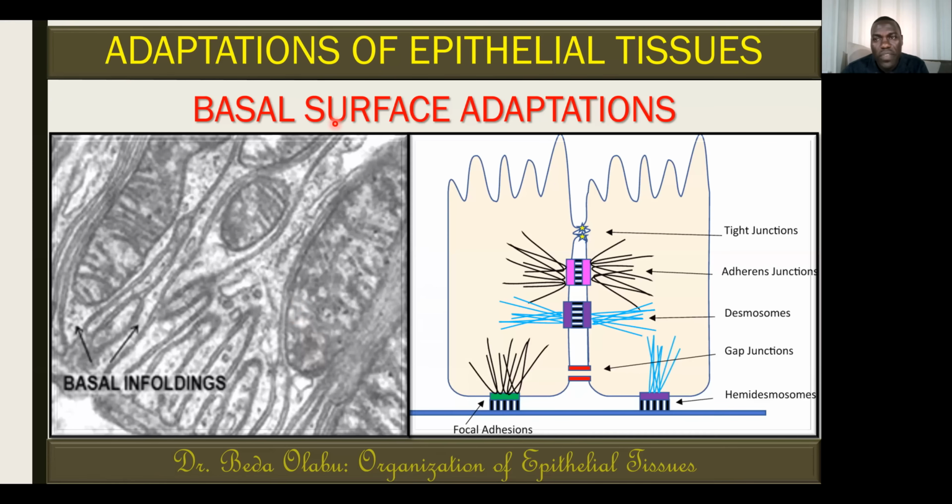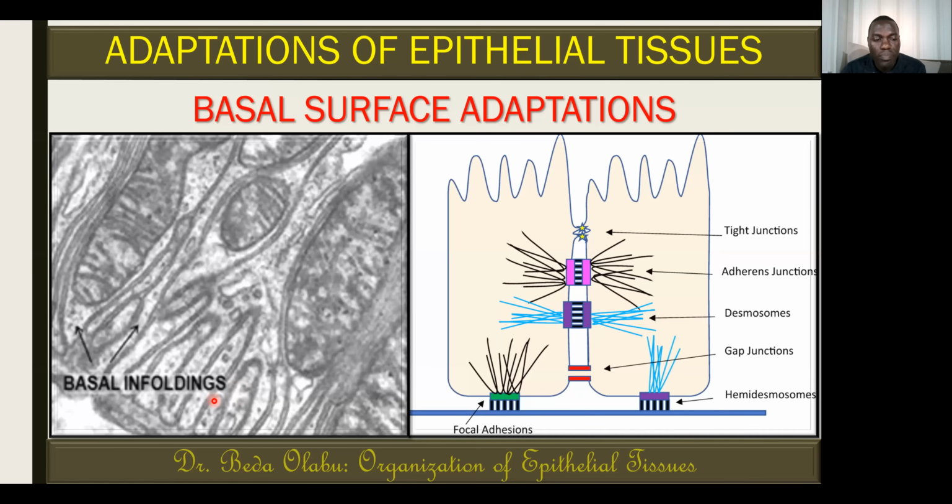How about basal surface adaptations? The basal surface adaptations I'll talk about are two. On the basal side of the epithelium, you may have foldings of the cell membrane, so we just call them basal membrane infoldings. You can call it basal membrane invaginations. They increase the surface area of the basal membrane, and that is important again for transport of substances, increasing the surface area for transport of substances.